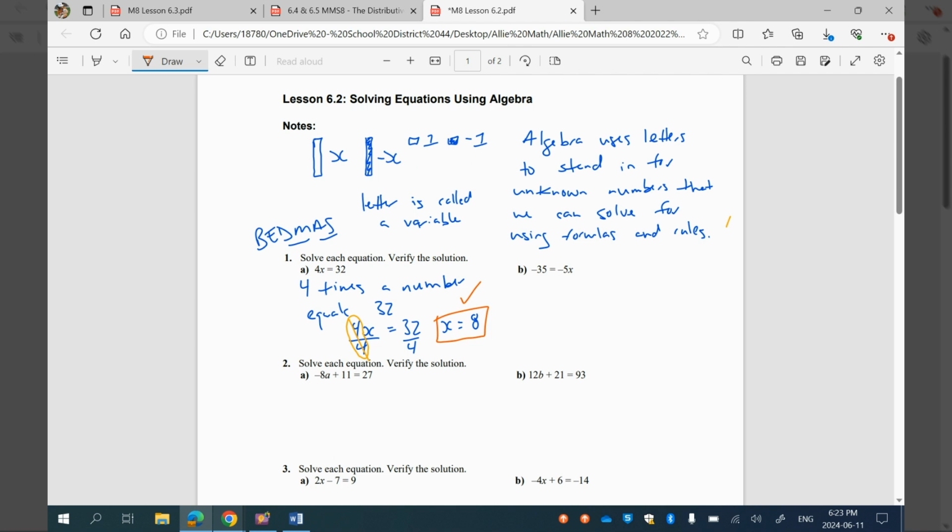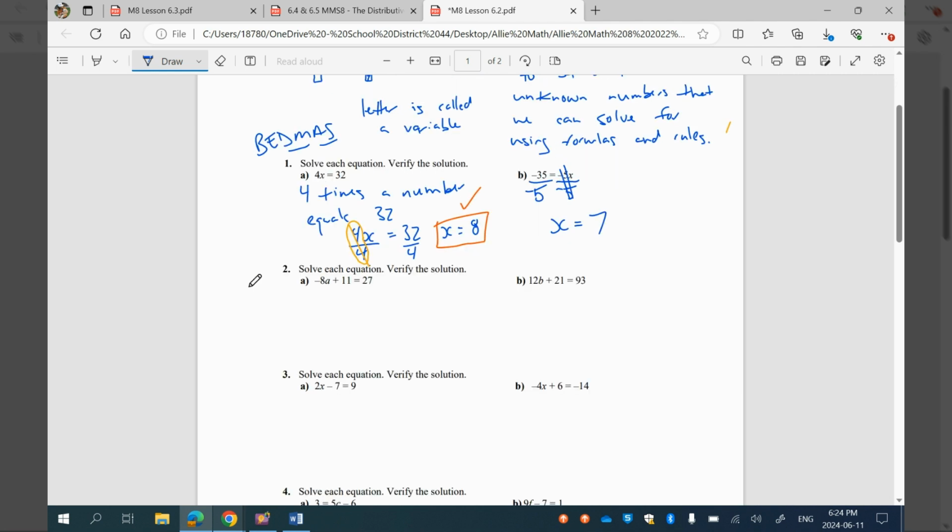Okay, and now we have our next question. Here we have negative 35 equals negative 5 times x. So we have it reversed, but the order doesn't really matter. Our x is being multiplied by negative 5, so we need to divide by negative 5. And what we do to one side, we've got to do to the other. So our negative 5s cancel each other, they become 1, and x equals negative 35 divided by negative 5. So x equals 7.